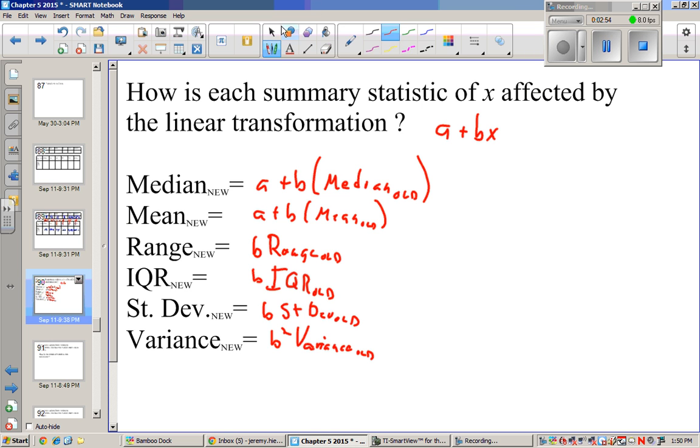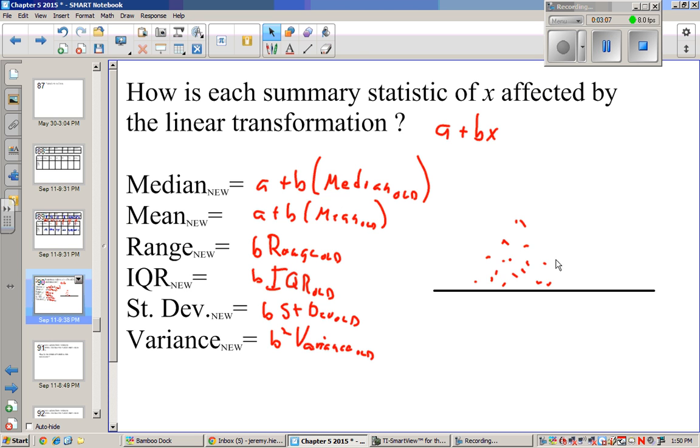Now the reason why this happens is if I have a data set and I add a particular number, a, that takes this data and just moves it to the right. And notice when I'm moving this data to the right, it doesn't change the spread at all. It just changes the center. So that's why the a only affects the measures of center. The range, IQR, standard deviation, and variance measure how far the data is spread out. And notice that doesn't change with a movement of a.